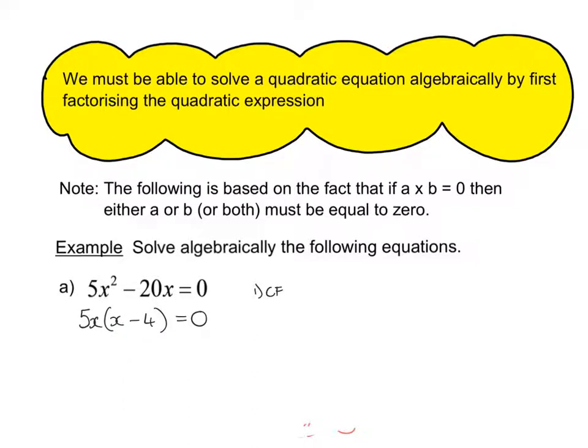So what we can do is split that into two separate equations. So 5x equals 0, that's one possibility, or x minus 4 equals 0 as our second possibility. Each of these can be solved in the normal way. 5x equals 0, divide both sides by 5 to get x equals 0, and this second equation, x equals 4 by adding 4 to both sides. This gives us our two solutions to our quadratic equation.